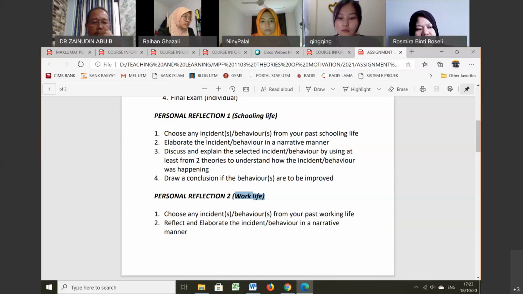Now, in the reflection, what you need to do, okay, it's quite similar, only the context is different. One is the schooling life and the other is working life. Choose any incidents or behavior from your past schooling life. Elaborate the incidents and behavior in a narrative manner. And then number 3, discuss and explain the selected incident by using at least 2 theories to understand how the incident happened.